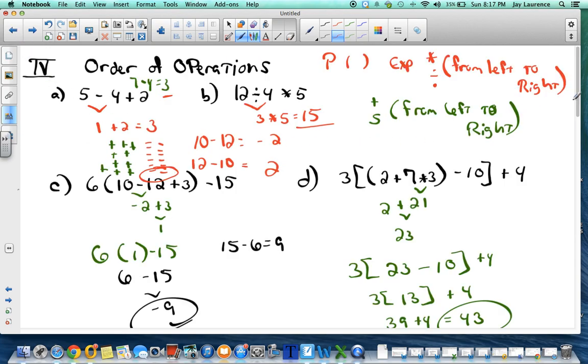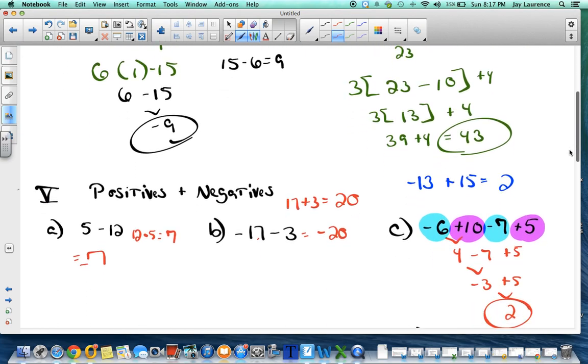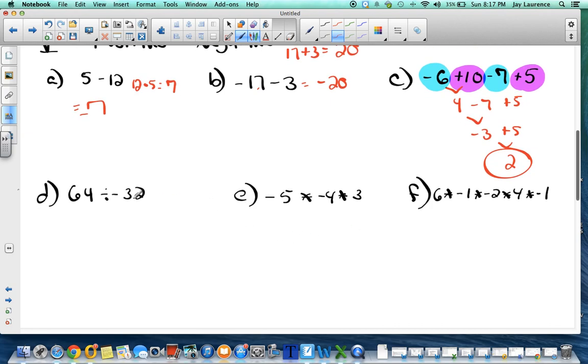All right, so let's go ahead and do this one. 64 divided by negative 32, the answer is going to be negative. 64 divided by 32, 2. There you go. This one, negative 5 times negative 4 times 3.